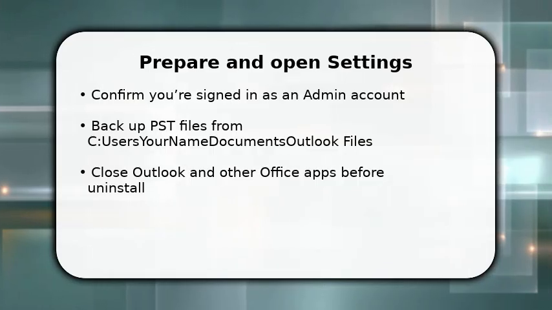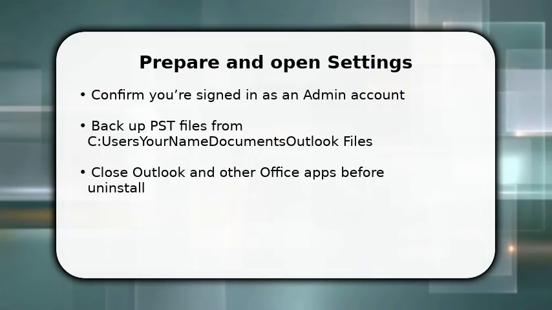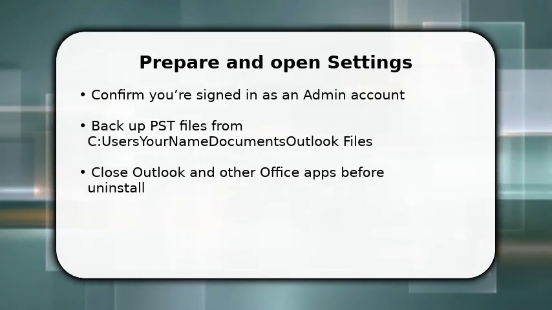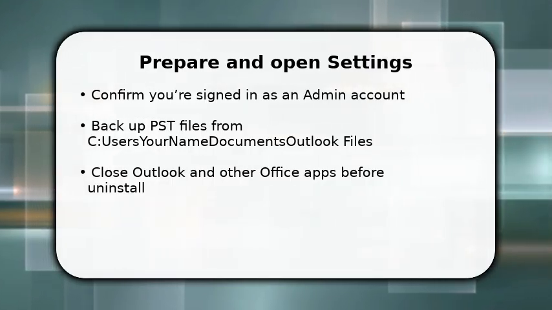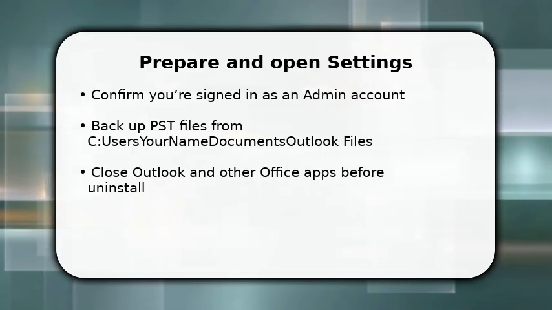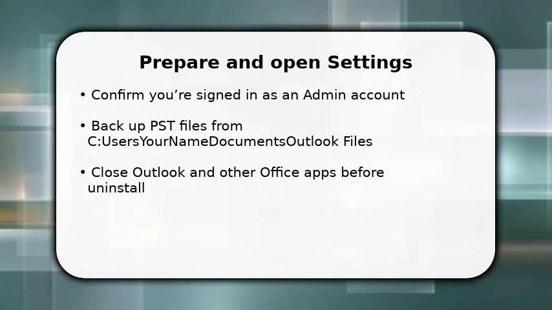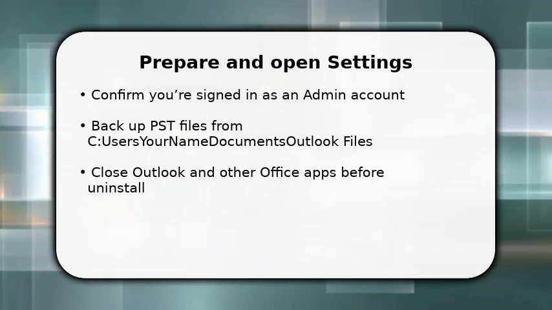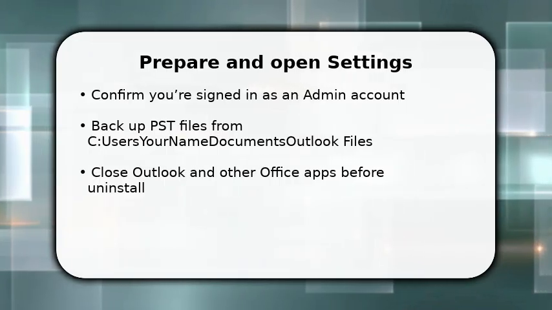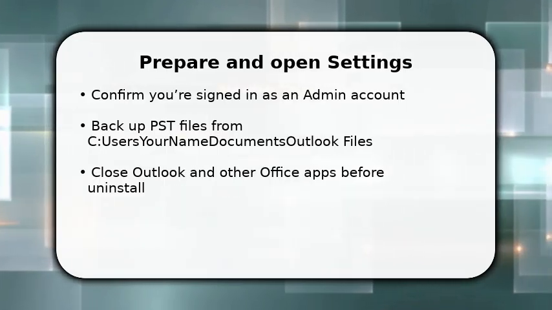You start by confirming you have an administrator account so the uninstall can proceed without interruptions. Next, back up any PST or OST files to an external drive or cloud. This preserves mail and rules. Once done, close Outlook and every Office app to avoid file locks.